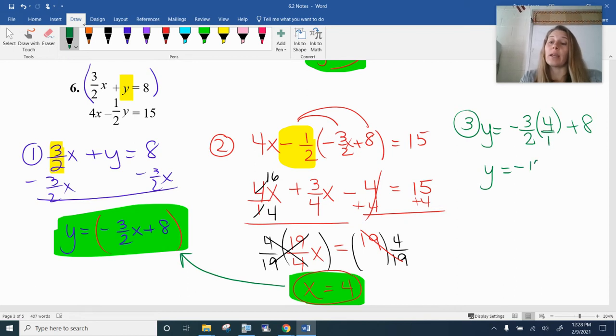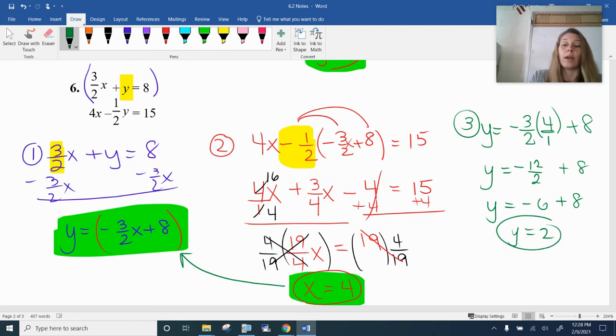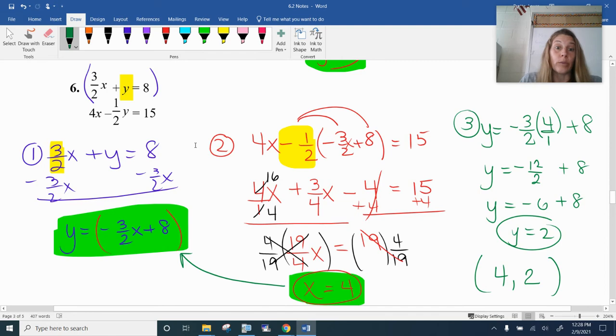So this would be negative 12 over 2. And negative 12 over 2 would simplify to negative 6. And now we can add that 8, and we would get 2. And then, of course, our solution here would be (4, 2). All right, so you can still do it with fractions, just makes it a little bit more challenging.